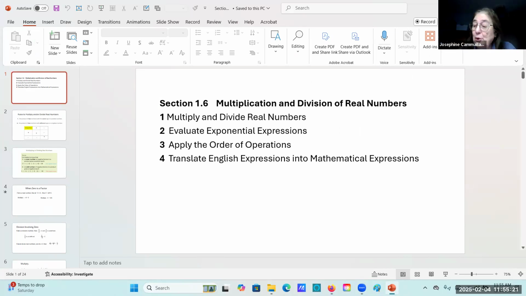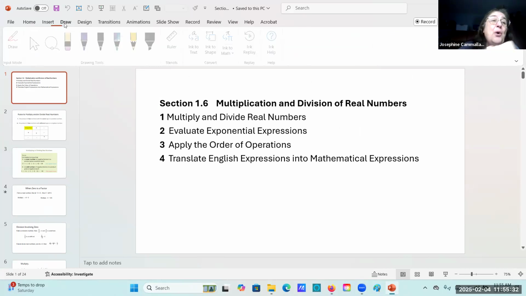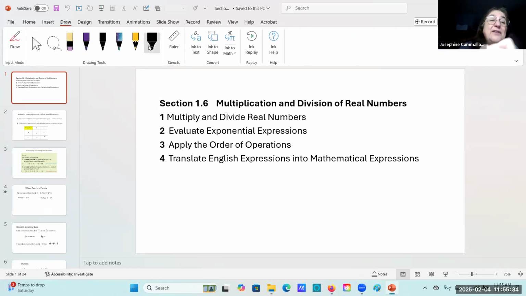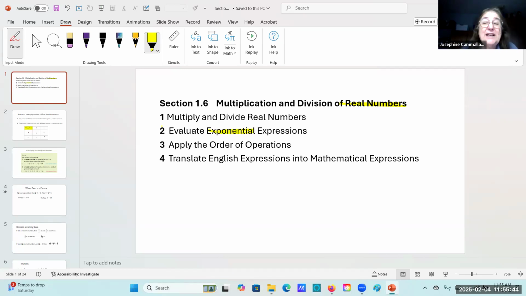Welcome to section 1.6. Now, we are going to be talking about multiplying and dividing integers, or in this case, real numbers. Because we're going to be talking about sign. And this time, we're going to bring in some exponents, which means you got to remember what we did in section 1.2 and that little rule. The exponent pertains to what's directly in front of it.